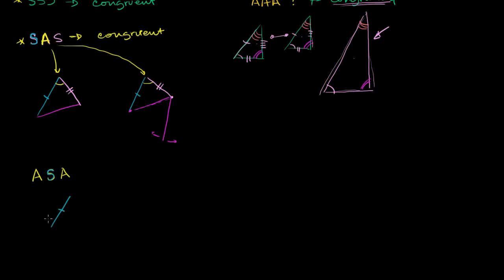Let me draw the whole triangle first. So I have this triangle. Let me draw one side over here, and then one side over there. And this angle right over here, I'll do it in orange, and this angle over here, I will do it in yellow. If I have another triangle that has one side of equal measure, I'll use this blue side right over here, and the two angles at either end of that side are the same, will this triangle necessarily be congruent?